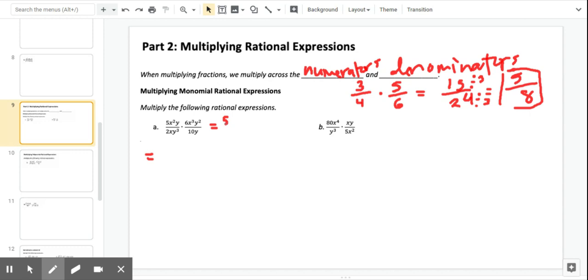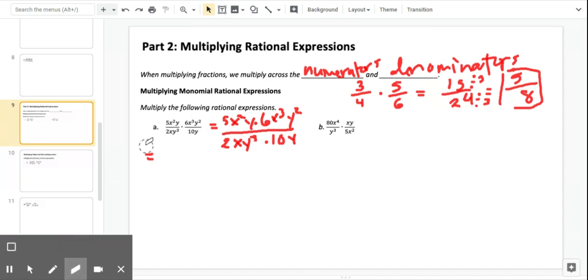So we have 5x squared y times 6x cubed y squared over, and then across the denominators, we'll have 2xy cubed times 10y. So I haven't really done anything yet. I just multiplied across the denominators and multiplied across the numerators. So now we need to think about simplifying.